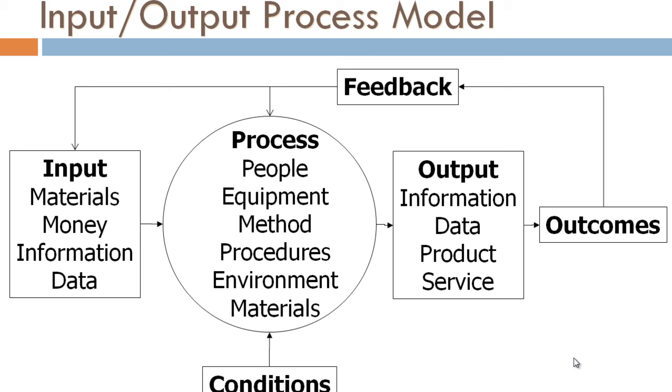So this is how it looks like. Inputs, material, money, information, data, goes to a transformation environment, which is people, equipment, methods, procedure, environment, material. It has certain conditions or constraints, then to produce the output that it could be in form of information, data, product, or service, and then that produce an outcome. And of course, you have to close the loop, having the feedback. That's the way to improve the process.